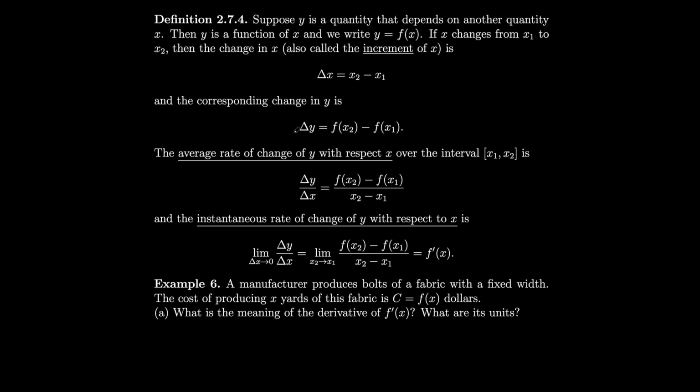We then say that the instantaneous rate of change, or we just say the rate of change of y with respect to x, is the limit of delta y over delta x, the change in y over change in x, as the change in x, delta x, goes to 0, which is the same thing as x2 getting closer and closer to x1. That makes this denominator 0. And that is the same thing as our derivative f prime of x.